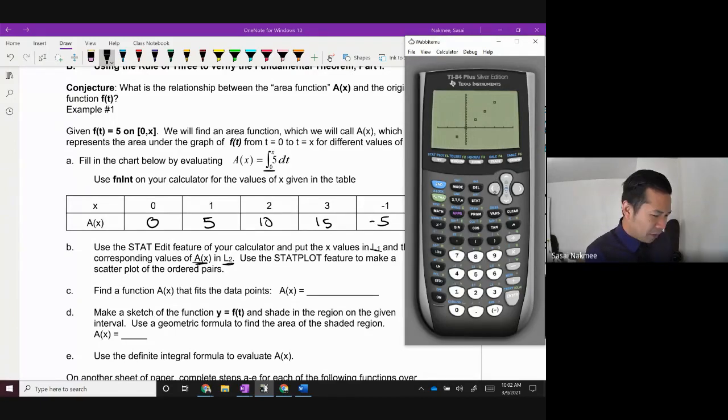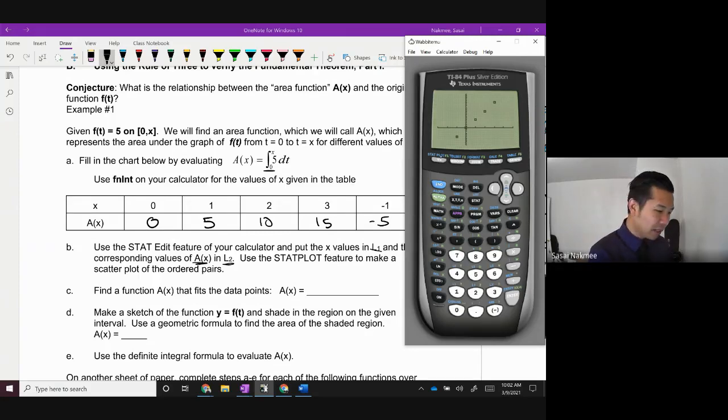Now, my job is to figure out a function that hits all of those dots. So at 0, 0; 1, 5; 2, 10; 3, 15; and -1, -5. Does anyone know of a function that fits all of these data points we have graphed right there?